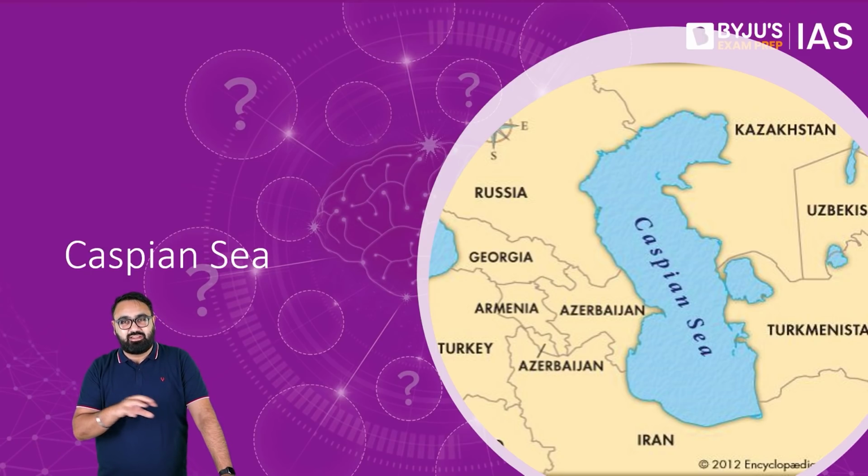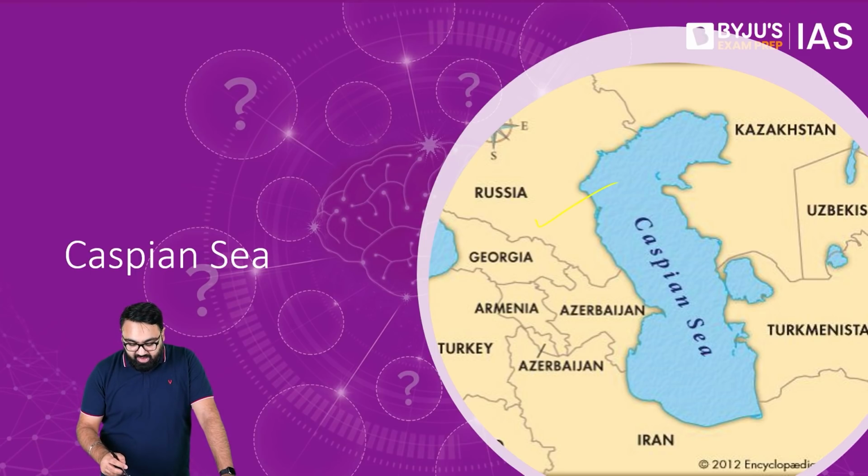Next is the Caspian Sea, a water body which is one of those which have been appearing in the UPSC examination in the past few years. Caspian Sea is a body that is surrounded by Russia. Then we have Azerbaijan, we also have Iran, we also have Turkmenistan, Kazakhstan.